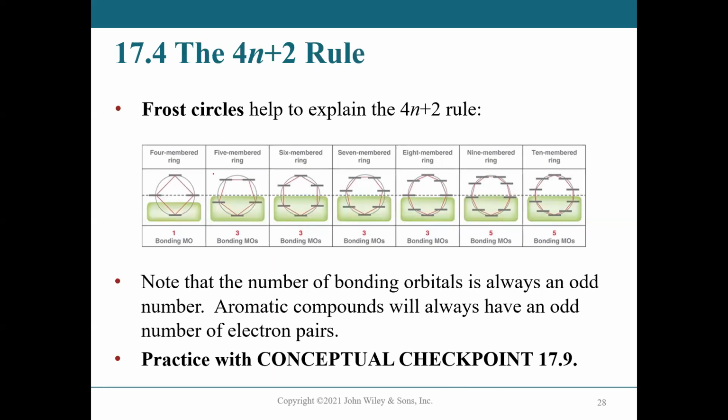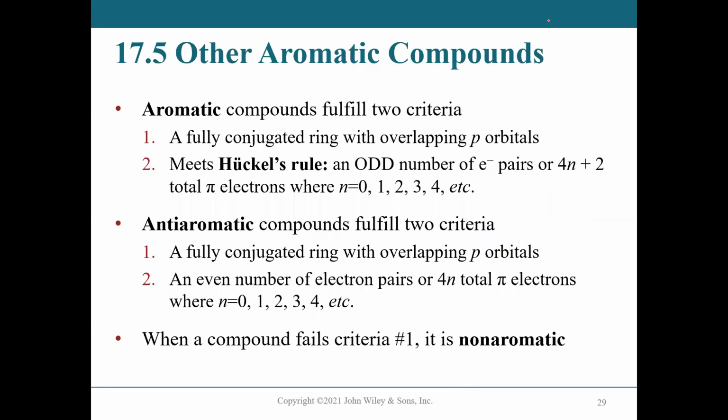So with cyclobutadiene, we have 4 electrons, right? So 1, 2, 3, 4. Well, we don't satisfy this rule, because if we would have put 1 here, this would be 4 plus 2, it's 6. Or if we put a 0 here, we'd get 2. So 4 is between 0 and 6. It doesn't meet the criteria, therefore, it's non-aromatic or anti-aromatic.